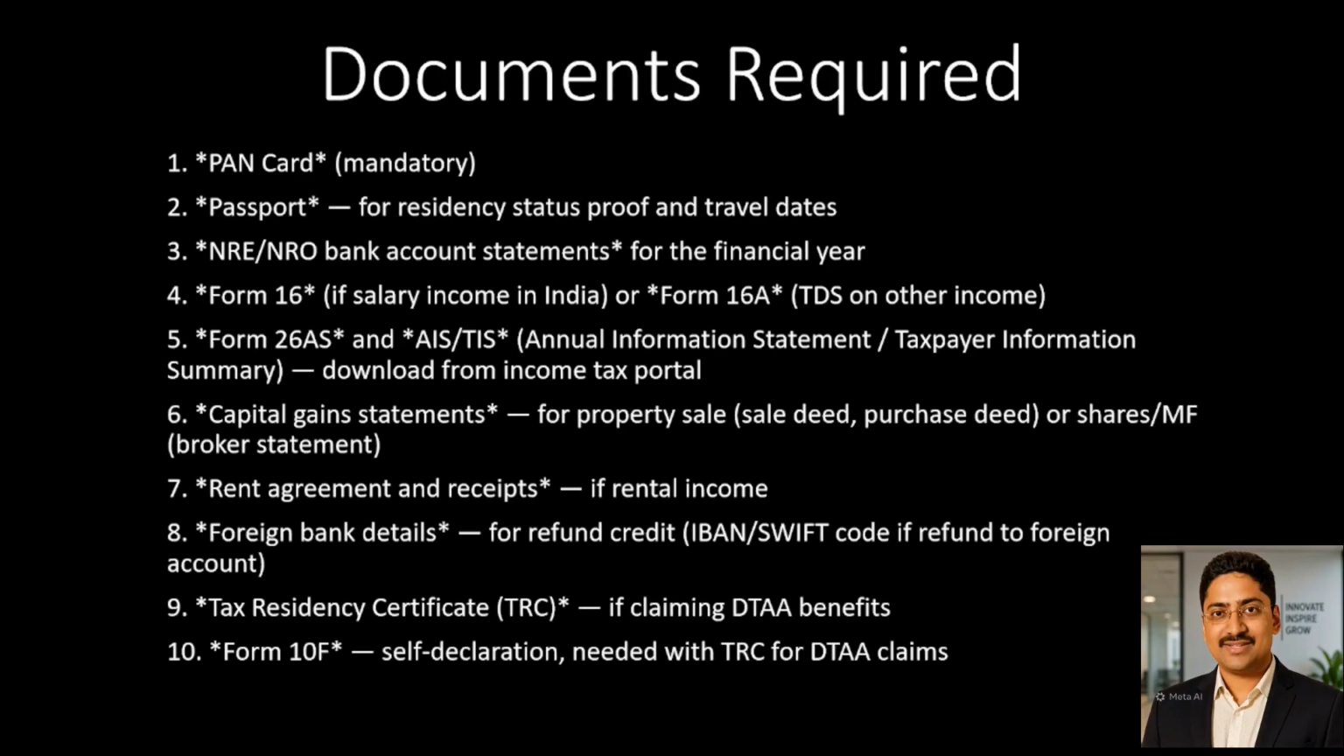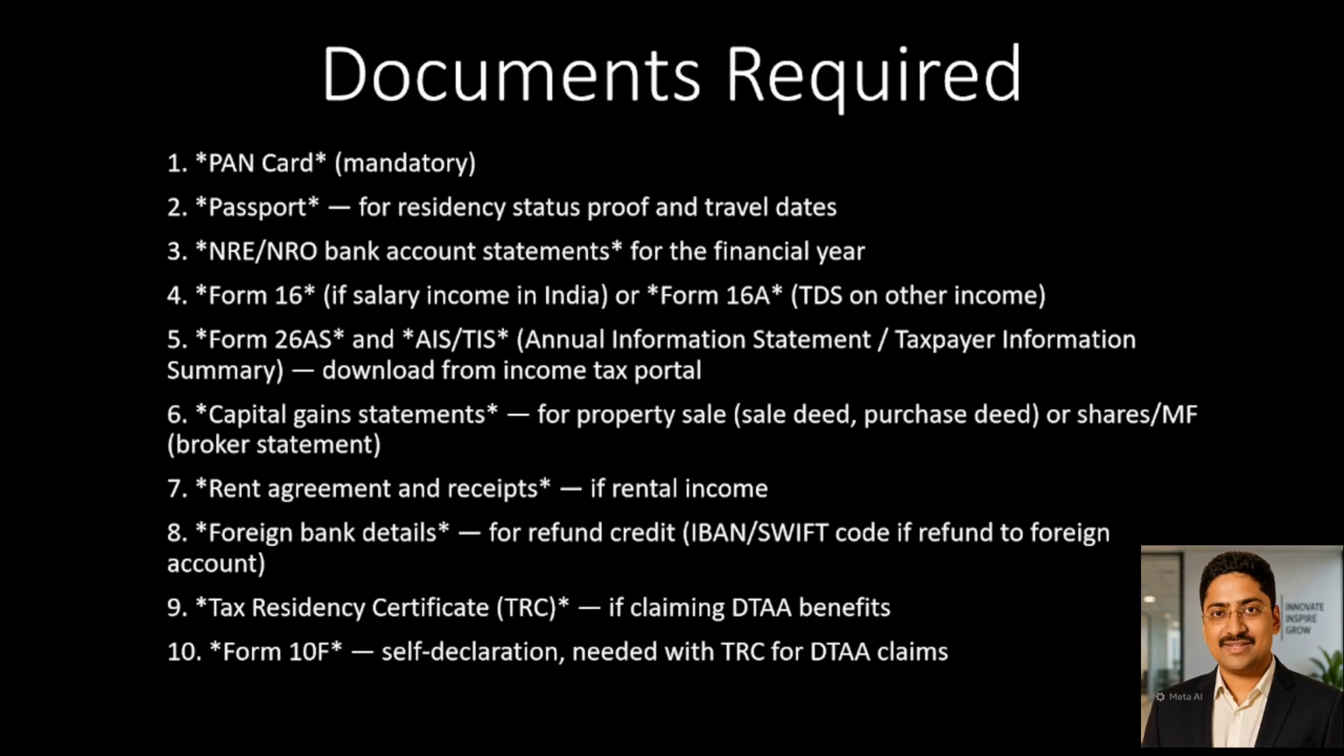Now, what are the documents you require? First of all, a PAN card or PAN number is mandatory. Number two, passport. For residence proof and travel dates, the passport is essential. Number three, NRE or NRO bank account statements for the financial year. Number four, Form 16 if salary income in India, or Form 16A if TDS on other income. Number five, Form 26AS and AIS or TIS. AIS is the Annual Information Statement and TIS is the Taxpayer Information Summary. Both are available and can be downloaded from the Income Tax Portal.